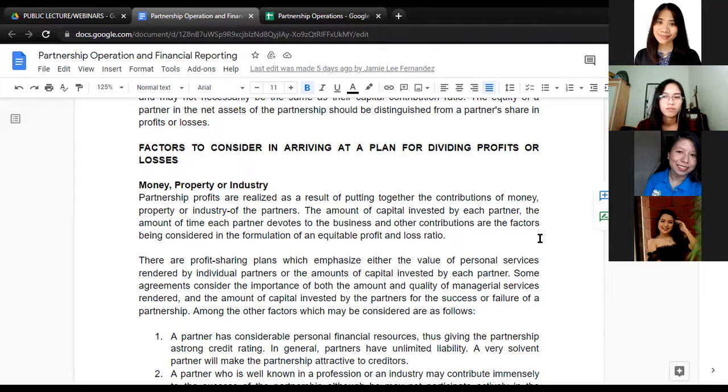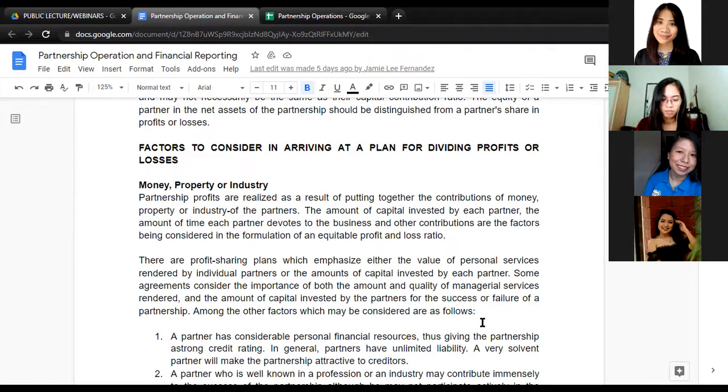There are profit sharing plans which emphasize either the value of personal services rendered by individual partners or the amounts of capital invested by each partner. Some agreements considered the importance of both the amount and quality of managerial services rendered and the amount of capital invested by the partners for the success or failure of a partnership. So, depende sa plano, dun sa tinatawag nating profit sharing, kung saan ine-emphasize yung personal services na naitutulong mo sa partnership or yung amount na capital kung magkano ang nai-invest mo sa partnership.